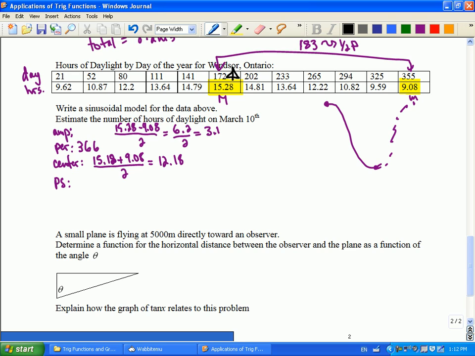Okay. Now the phase shift here, it depends on your perspective of when you think about this problem. I'm going to do it from the point of view of this one right here. This one here is the maximum. So what graph do I have that starts at a maximum? Right, the cosine is the nice one to work with. This graph does not start at 0. Where does it start? 172 to the right.